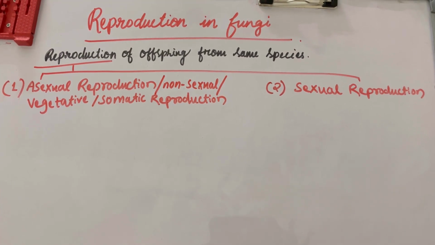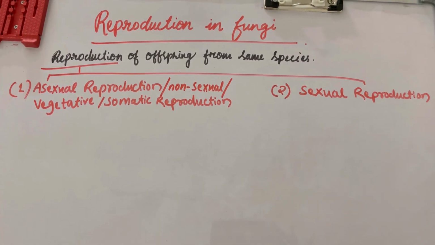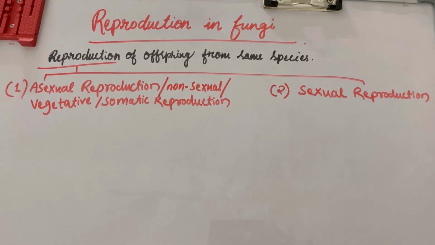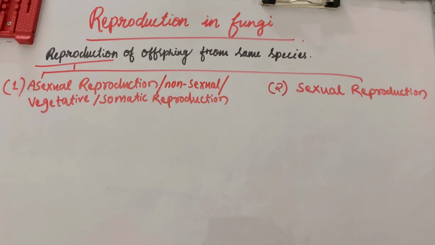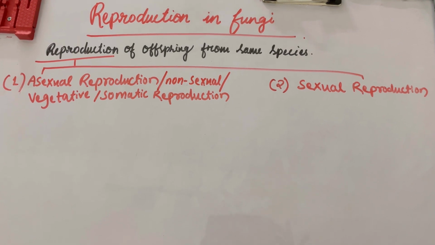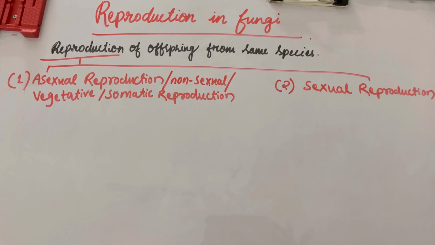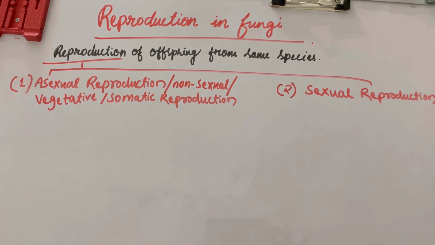Today we will study about reproduction in fungi. Reproduction of offspring from the same species. There are two types of reproduction. One is asexual reproduction and the other is sexual reproduction. Asexual reproduction is otherwise called non-sexual or vegetative or somatic reproduction.